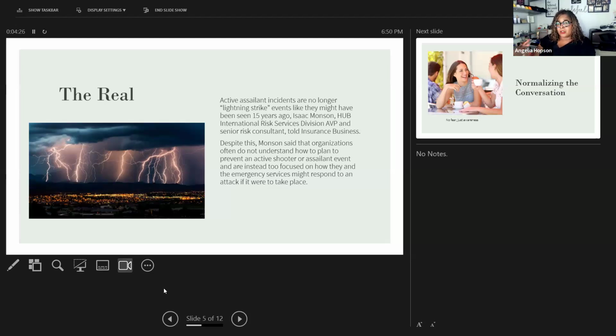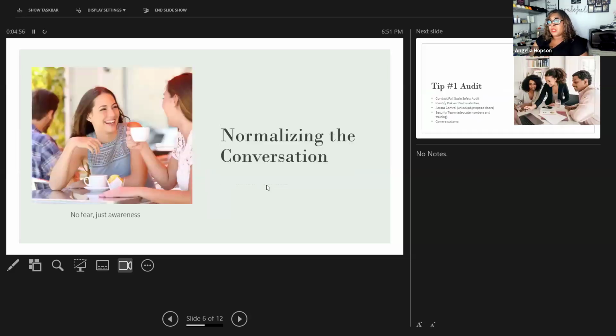So you have to start making this part of your conversation with your family, with your friends, with your congregants, with your church staff, so that people are thinking about it and it's infused in them more than just on Sunday mornings. Despite this, organizations often do not understand how to plan and or prevent an active shooter or assailant event and are instead too focused on how they respond to it. So we wanted to take the focus off response for today. The first thing is normalizing the conversation. I talk about that a lot, and it's not about fear, it's about awareness.